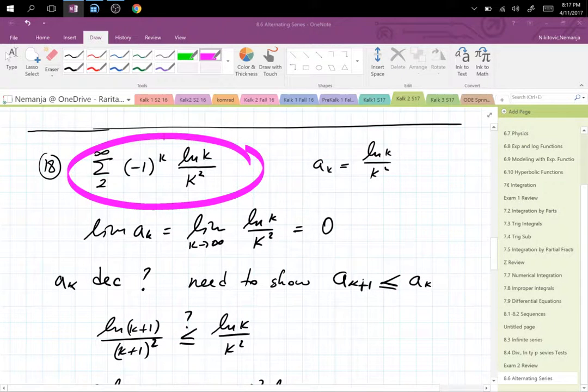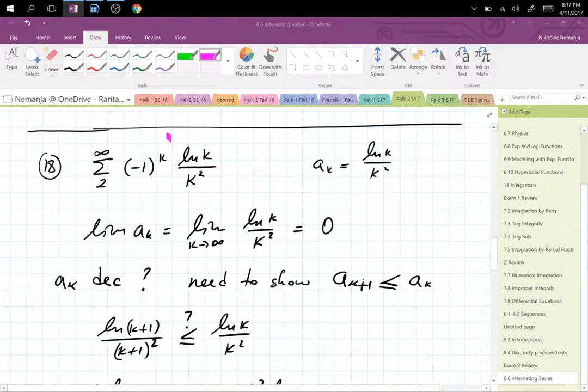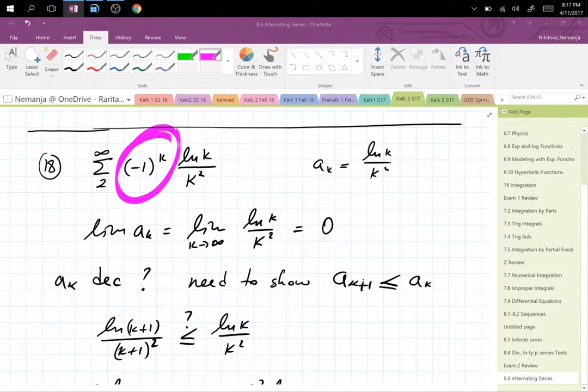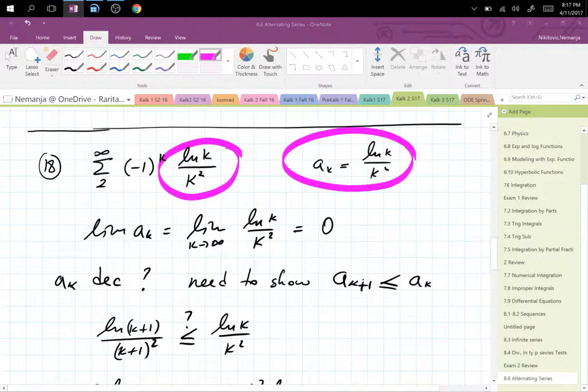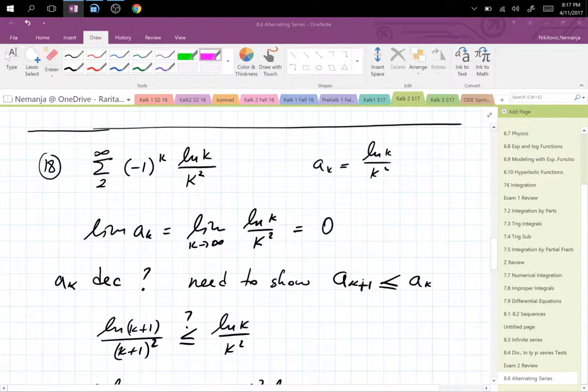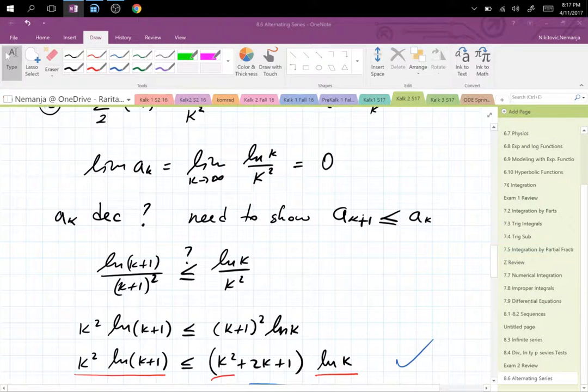This is where the problem starts, and we immediately realize it's an alternating series because it has an alternating term. This alternating term will alternate between positive and negative on each next term. We immediately isolate a_k from the problem because we need to test that a_k and make sure that as we take the limit going to infinity, the limit is 0 and that it's decreasing. It has to satisfy both of those conditions.